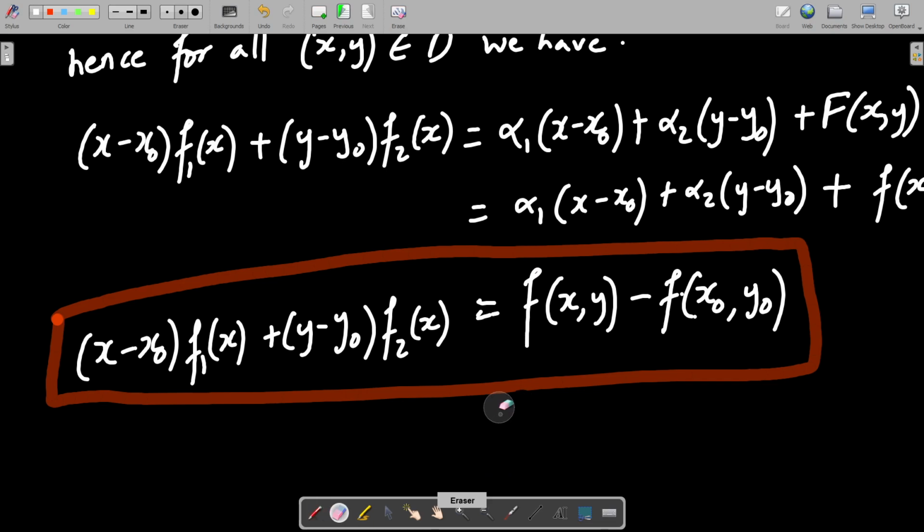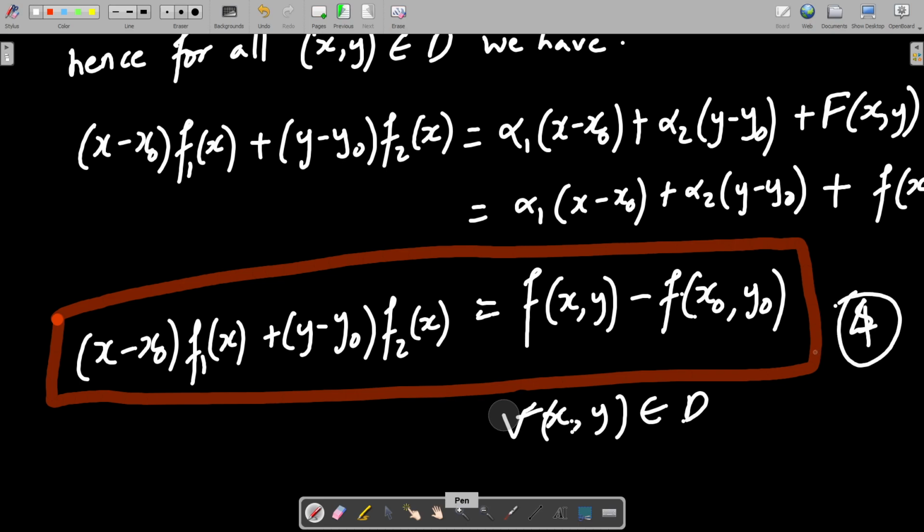We have to write that for all (x,y) belonging to D, all this is (4). So we have shown what was required in the theorem. We have to show that the functions f1 and f2 satisfy this condition. We had purposely constructed the functions f1 and f2 so that this holds true.